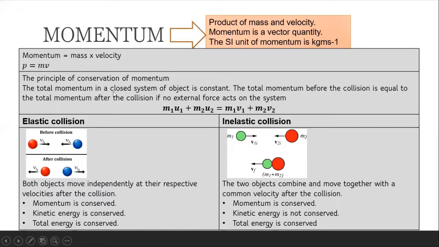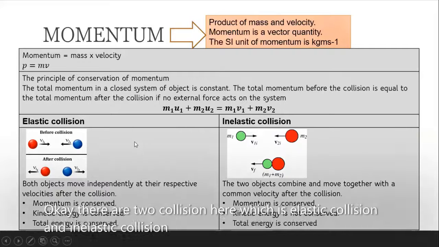Okay. So this one is the principle of conservation of momentum. It says that the total momentum before the collision is equal to the total momentum after the collision if there is no external force acting on the system. So we can write the formula as this: m1 u1, where u1 is initial velocity and v1 is final velocity.